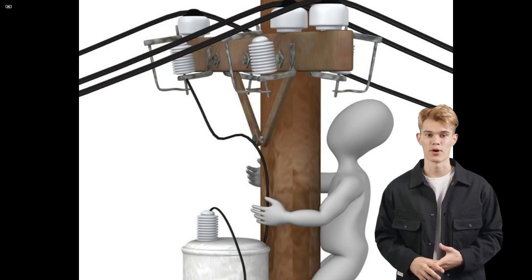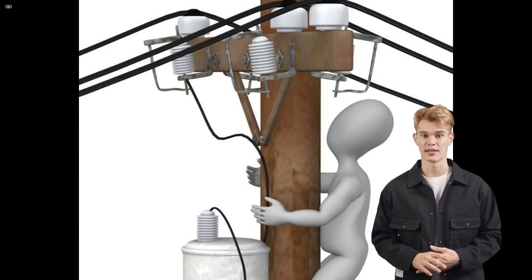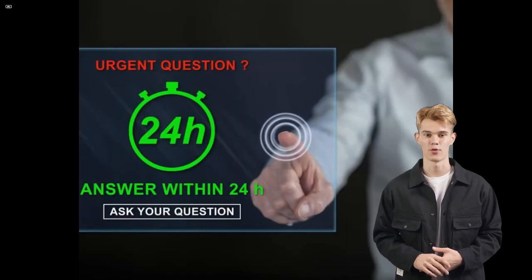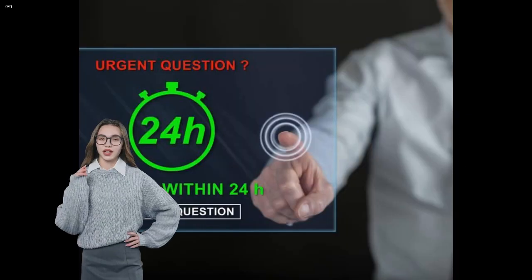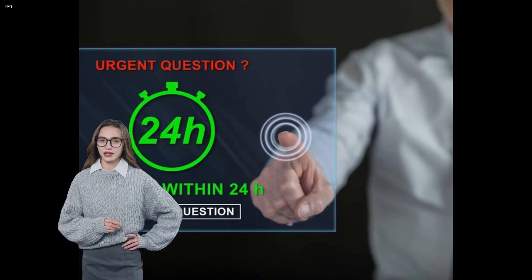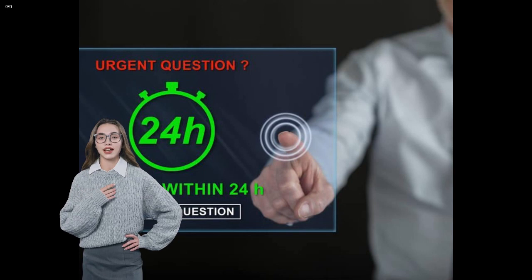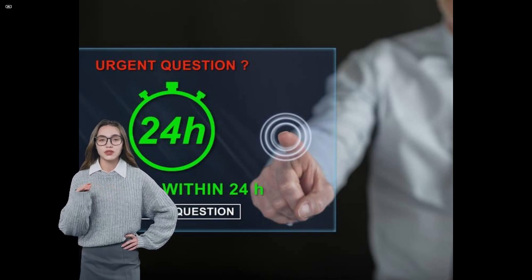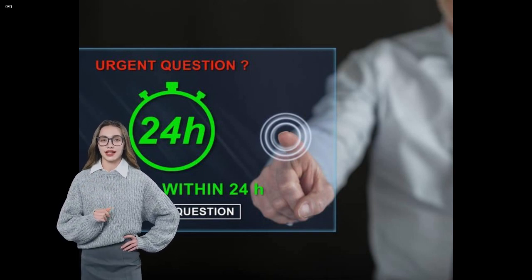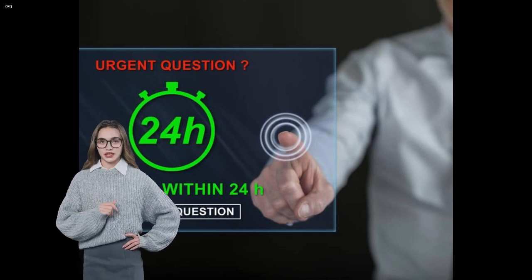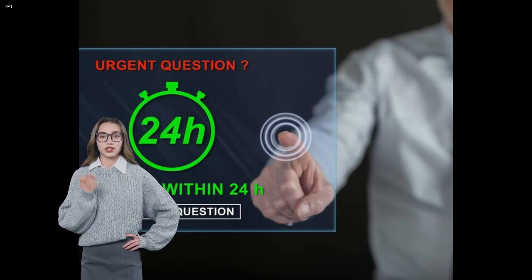Question 10, 2019, Q4. Ian, describe the greenhouse effect and explain how it contributes to global warming. 6 marks. The greenhouse effect is a natural process that keeps the Earth's surface warm enough for life to exist. It occurs when gases in the atmosphere, such as water vapor, carbon dioxide, and methane, absorb and re-emit infrared radiation from the Earth's surface, trapping heat and maintaining a comfortable temperature.